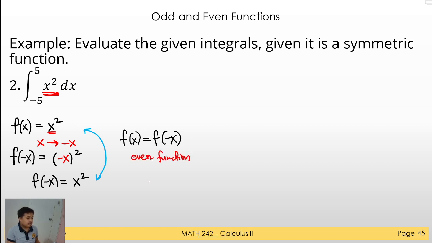So what is the integral of an even function? We can change this one if we want to. This is an optional thing to do.